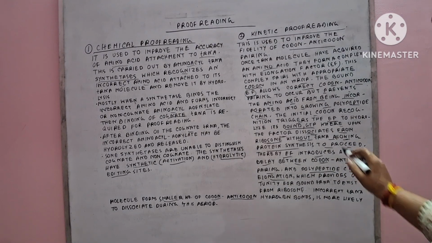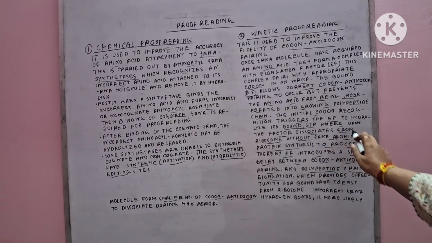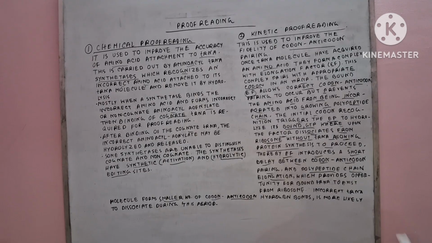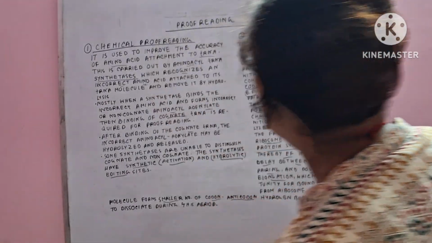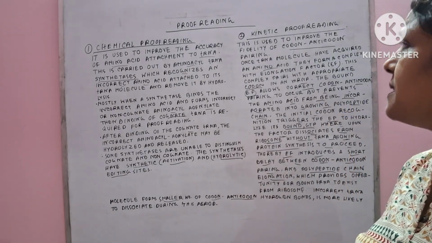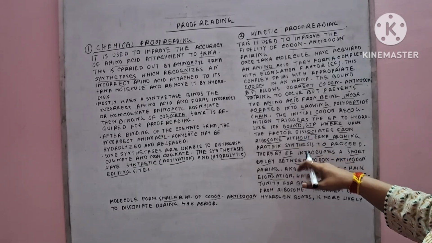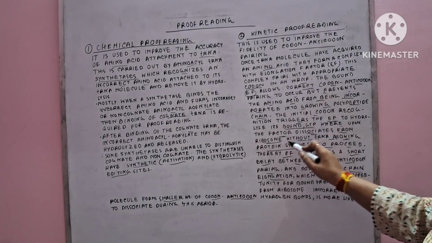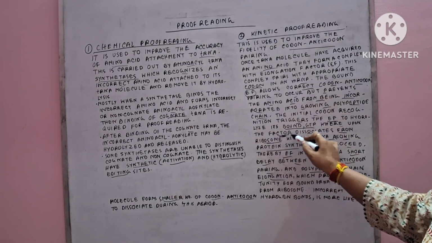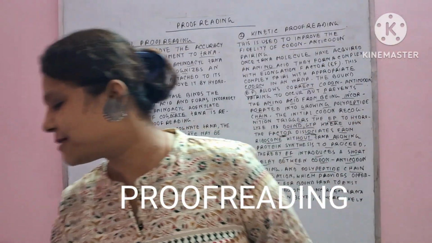Okay, and another thing is that the factor dissociates here from the ribosome. Any factor that dissociates from the ribosome. So this process is the proofreading, and this is explained very briefly.